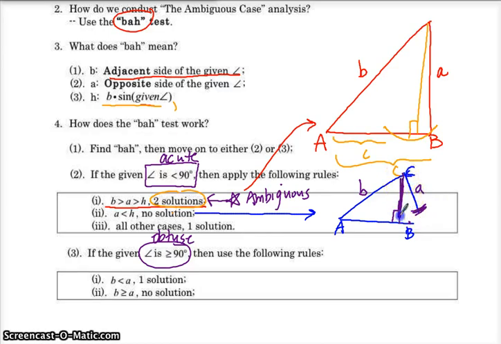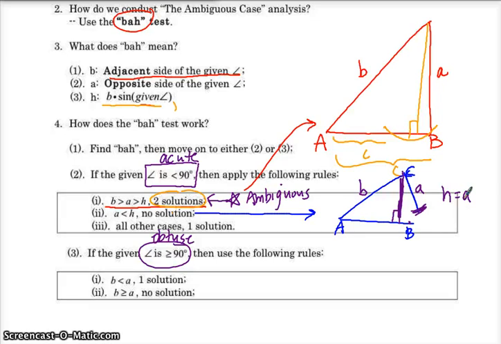The shortest your height can be is A. And if A is shorter than that, that means the triangle doesn't exist, because the perpendicular length is the shortest length from vertex C to side length AB. And then for all other scenarios, it's going to be one solution. So if H does equal A, the height equals A, then that means there's one solution because it's a right triangle, right? And you can try to think of some other scenarios as well.